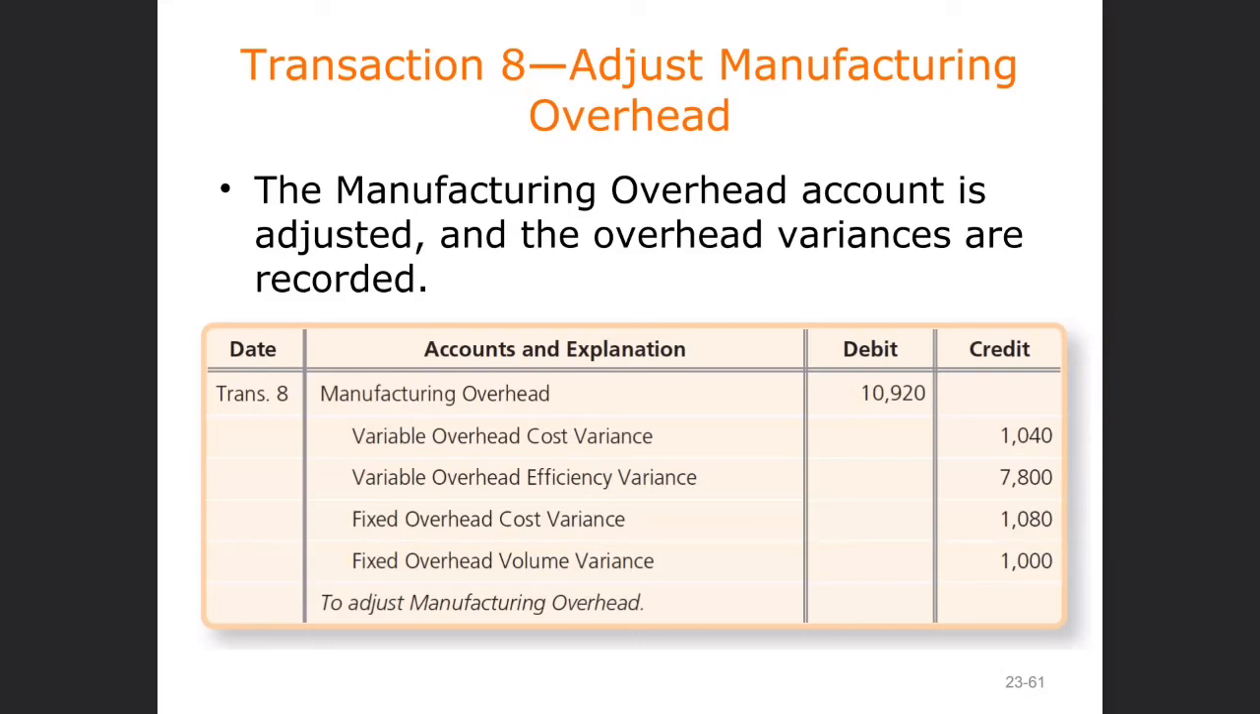Transaction 8, the manufacturing overhead account is adjusted and the overhead variances are recorded. So to adjust our manufacturing overhead, we're going to debit the manufacturing overhead account, and then we're going to credit our variable overhead cost variance, variable overhead efficiency variance, fixed overhead cost variance, and fixed overhead volume variance.